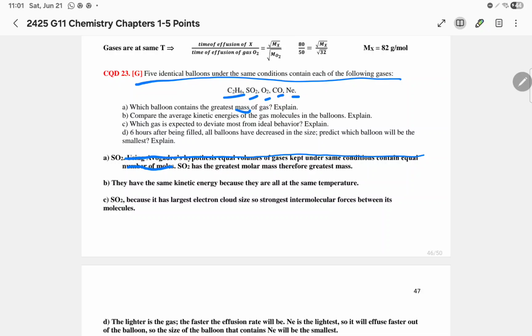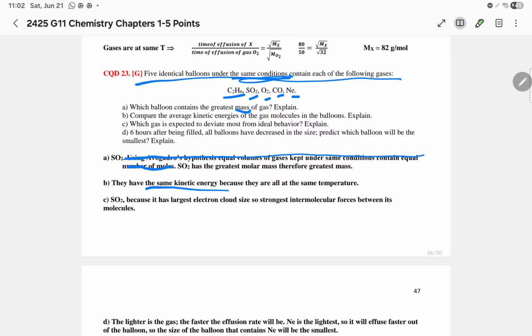Done. Compare the average kinetic energies of the gas molecules in the balloons. So the kinetic energy of the lightest gas is gonna be the fastest. Or wait, no, sorry, my bad. Each are under the same conditions. I forgot that part. Since they're all under the same conditions, they all have the same energy, because the kinetic energy depends on the temperature. Because they said compare the average kinetic energy, they didn't ask you which one's fastest.